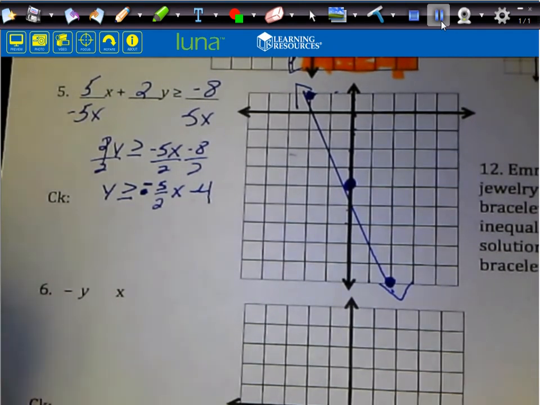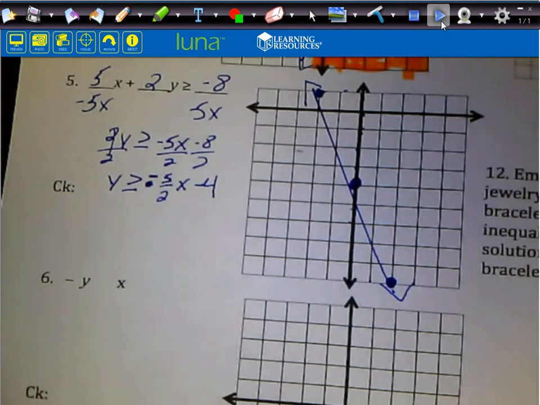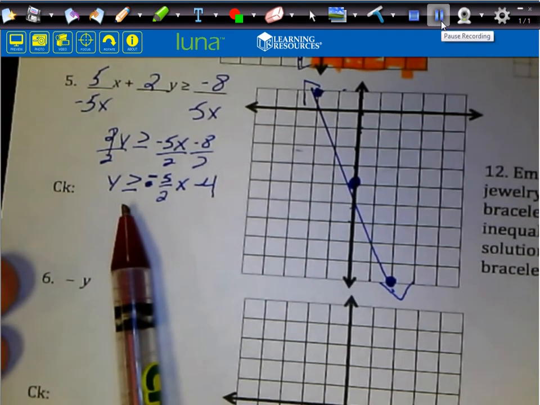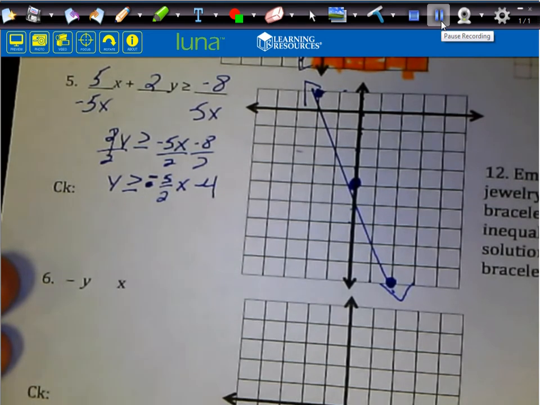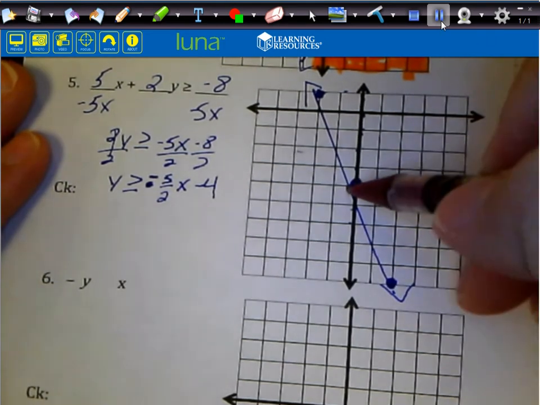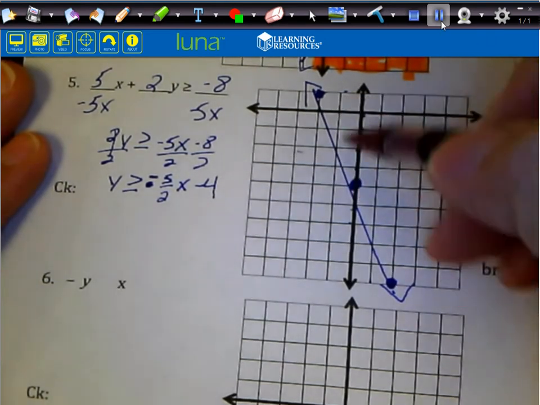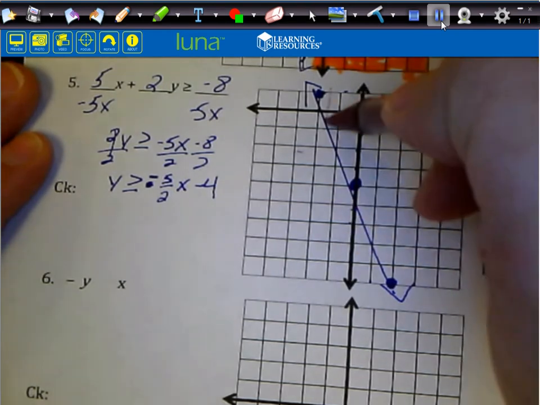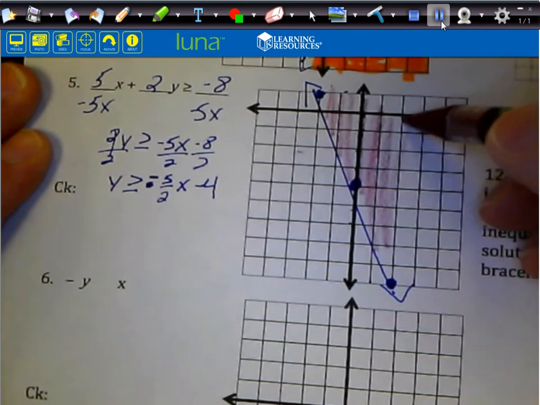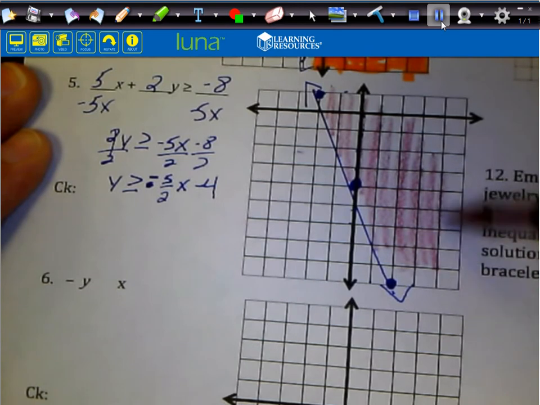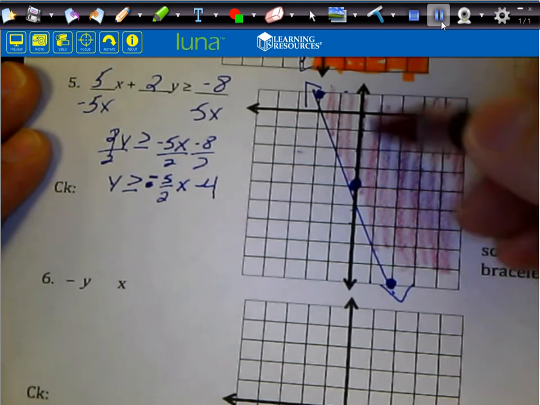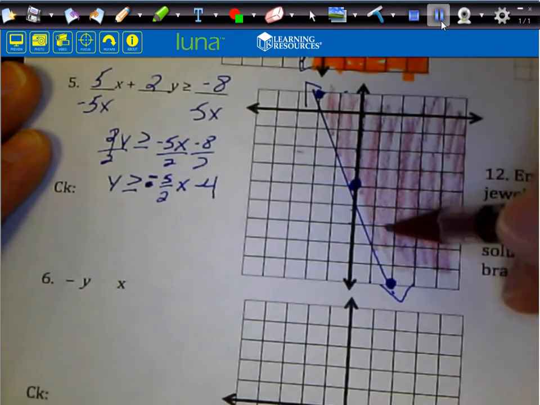All right, so then we're going to look and say, okay, which direction are we going to shade? We look at the area we're going to shade, and this is a greater than symbol, so that means I'm going to shade above the line. I look at the line and say this is above, and this is below, and I'm going to shade that above region. This time I'm using a coloring pencil. It works a little bit better than my highlighter did.